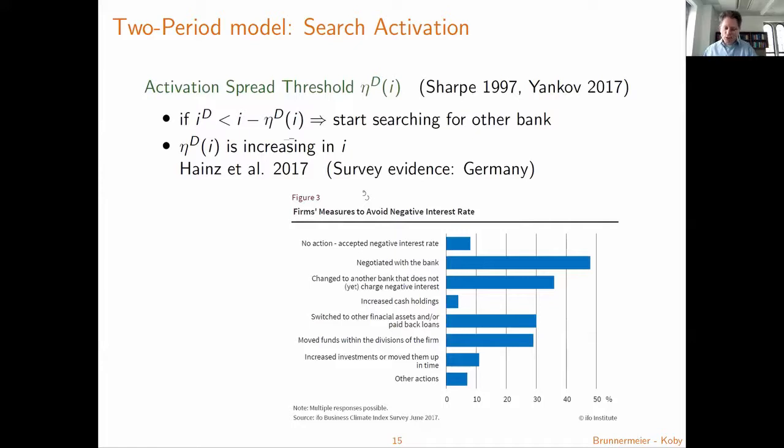Very few increased their cash holding. That's another way to model it. It's like, okay, I increase the cash holding, but of course holding physical cash is not so easy. It's also costly. And on the other side, they moved other things around. Of course, some of them increased some investment, but it's also not a big effect. But most of them either negotiated with the bank for a better rate, or they switched to another bank which did not yet charge a negative interest rate. So this survey is conducted explicitly on switching under a negative interest rate and how firms reacted to that.